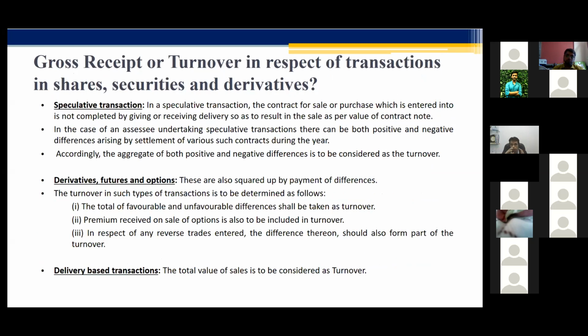For the purpose of speculative transactions, just concentrating on shares, securities, and derivatives. Speculative transactions mean where the contract for sale or purchase, which is entered into, is not completed by giving or receiving delivery so as to result in sale as per value of contract. In case of such speculative transactions, there can be both positive and negative differences arising by settlement of various such contracts. Accordingly, the aggregate of both positive and negative differences is to be considered as turnover.